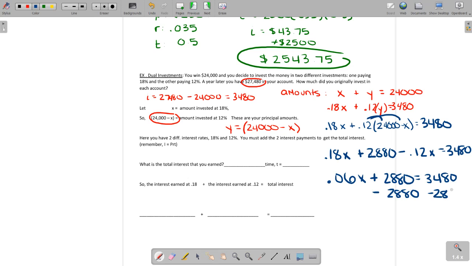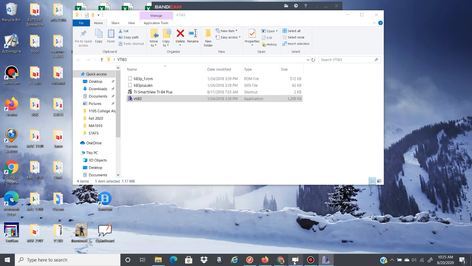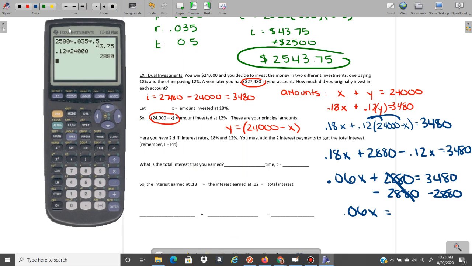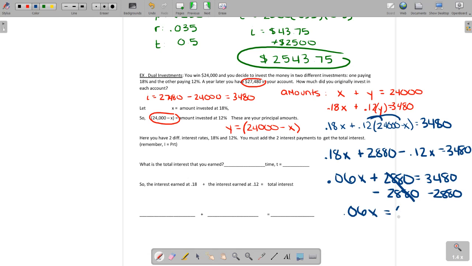There's a little bit of a lag. Let's see. All right, so we're going to get 0.06x, 3480 minus 2880. I wish I could pull up the calculator with this. I think I might be able to. Hold on a sec. Maybe if I pull it over this way. Ooh, there we go. Cool. But then once I write on it, it'll probably go away. So 3480 minus 2880 gives us 600. Yep, it went bye-bye.